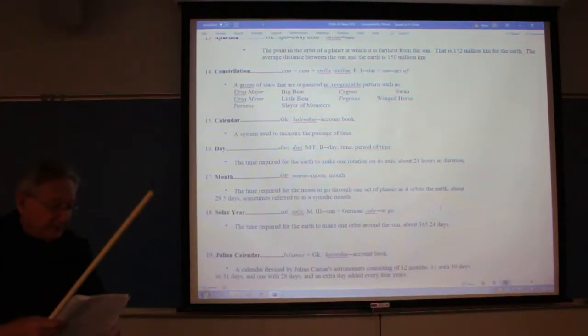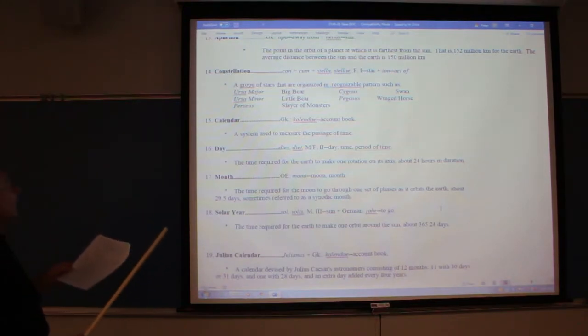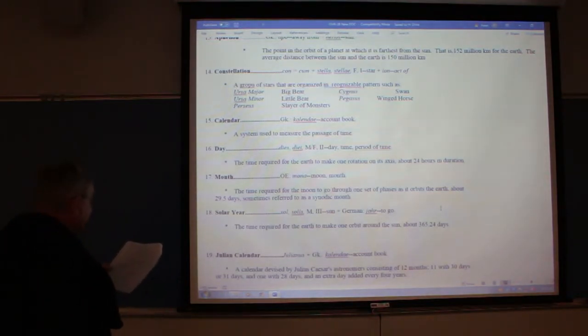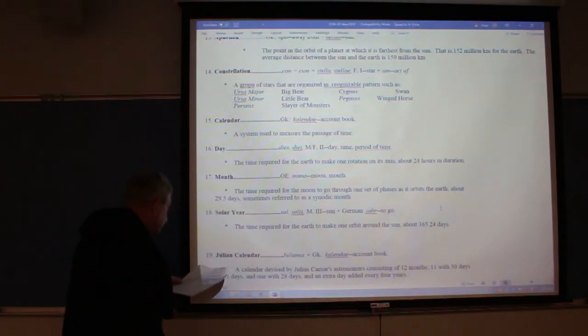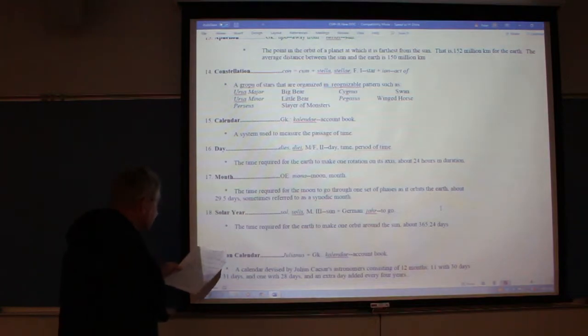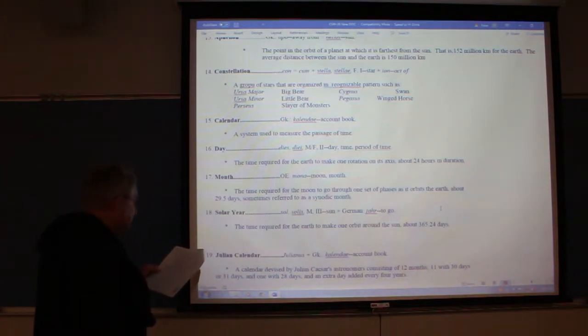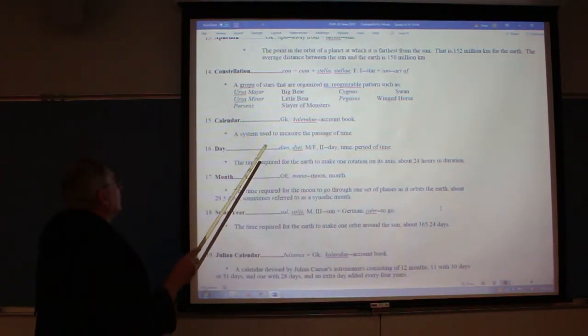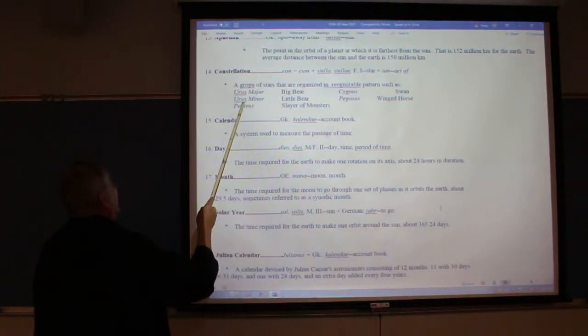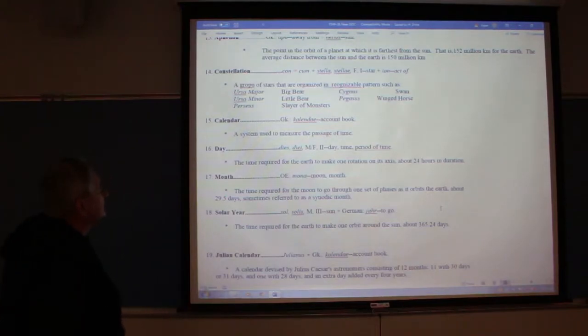Now, we happen to be on word 14. You've had this word before, constellations. And I said you had to know some of the examples. So you have Ursa Major, Big Bear. Ursa Minor, which is Little Bear. Cygnus the Swan. Pegasus the Winged Horse. And I said, it's very interesting. We call Ursa Major and Ursa Minor the Big Dipper and the Small Dipper. But those are just different names that people have given these constellations.